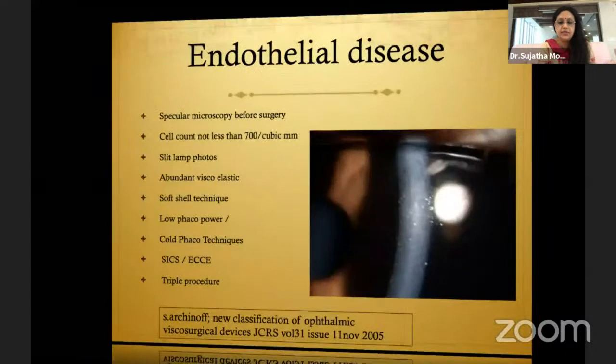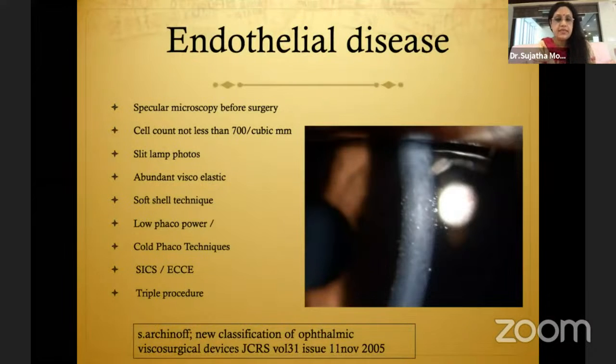As far as endothelial disease is concerned, this is something which we come across very often. So the question is whether we do a combined surgery or just go ahead with a cataract alone. It depends upon the amount of involvement of the endothelium. So if you're just doing a cataract surgery, use abundant viscoelastic, use a soft shell technique, a low phaco power, and whole phaco techniques. You can do an SICS or an ECCE in very hard cataracts.